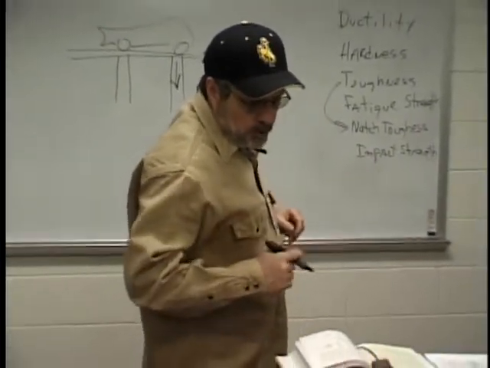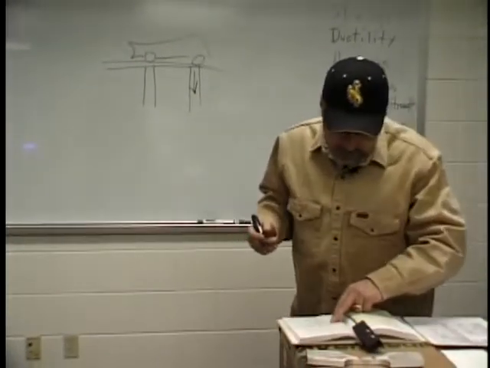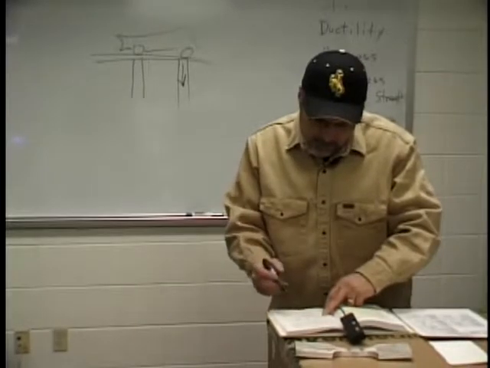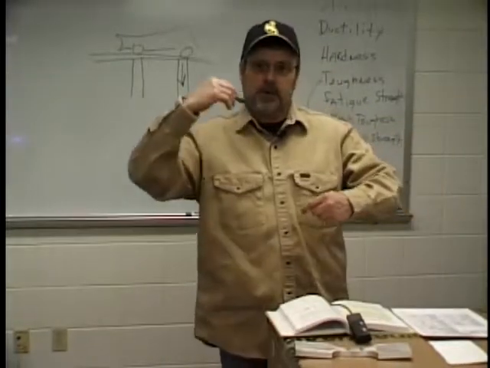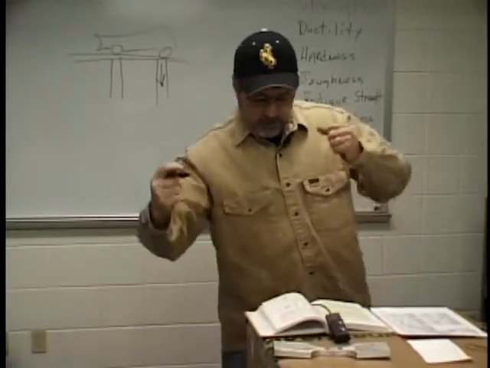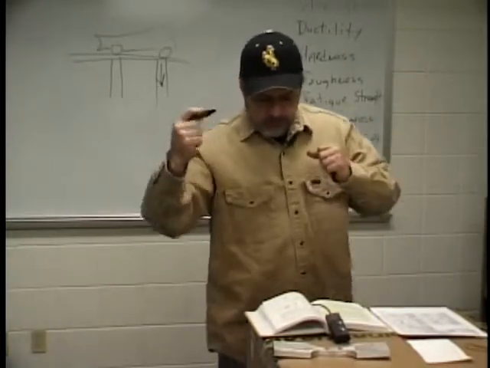A torsional, if you look here in figure 11-1, torsional would be where they have this gear in there and they're putting it on offset a little bit and they're putting pressure on it. So they're trying to shear it off this way. This would be a torsional.